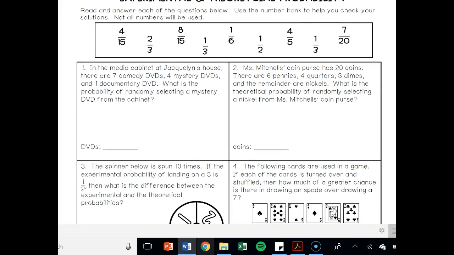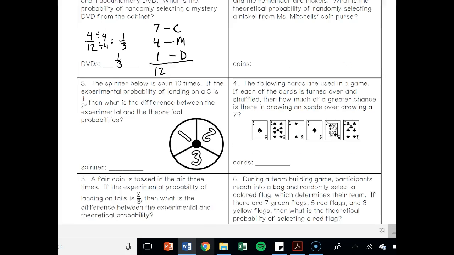So for instance, number 1. In the media cabinet at Jacqueline's house, there are 7 comedies, 4 mysteries, and 1 documentary DVD. What is the probability of randomly selecting a mystery DVD? So we've got a total of 12. We've got mystery, which is 4 out of 12. And we want to obviously simplify that by dividing by 4. So we get our answer 1/3. We'll double check to make sure 1/3 is one of our answer choices. Yes, it is. It's right there. X it off. Move on to the next one.